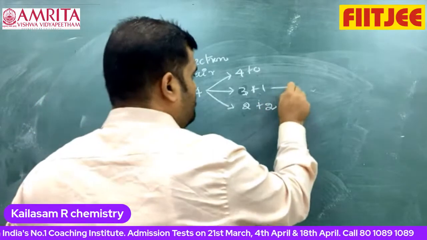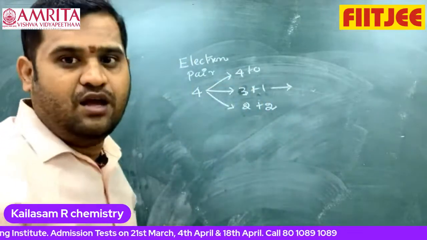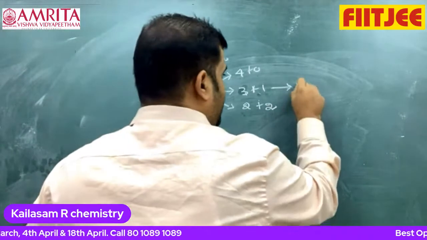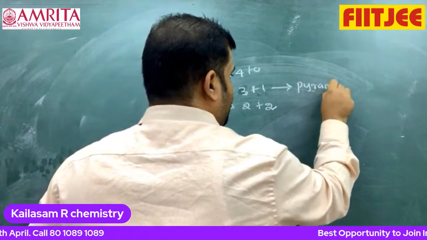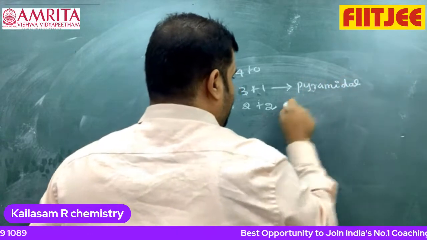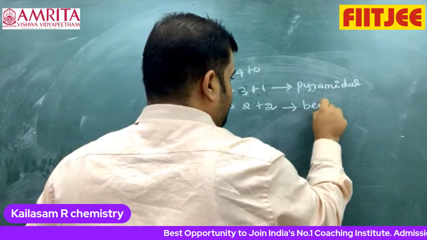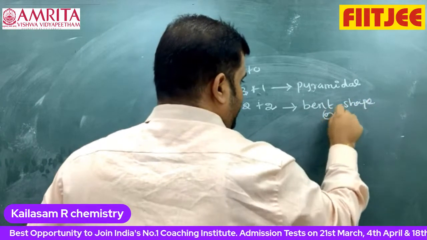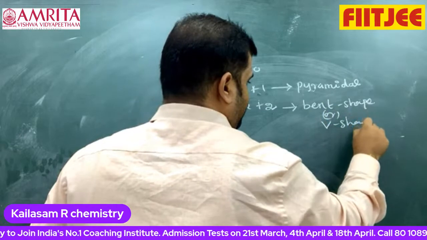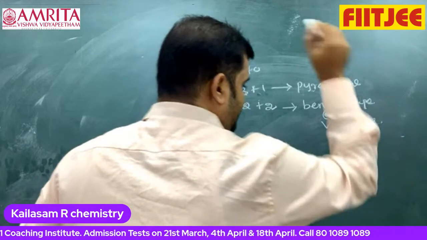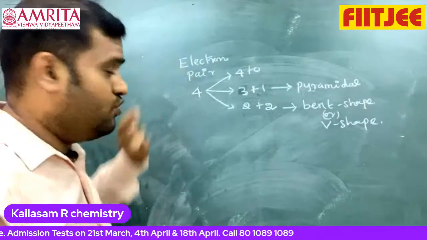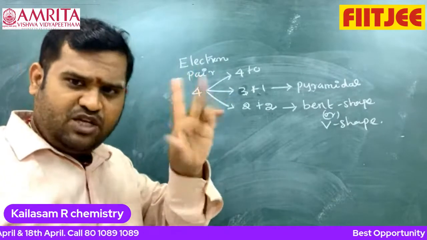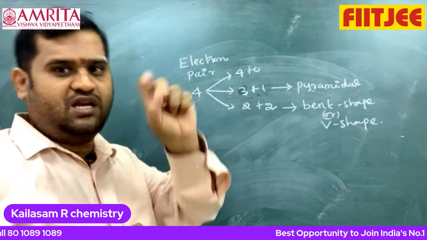Whenever a lone pair is present, what is going to happen? They deviate from the original shape. It becomes pyramidal. Here we can say a bell shape, or we can say V shape. Now, can you give an example? Whenever the electron pair is 4, there are 3 possibilities: 4 plus 0, 3 plus 1, and 2 plus 2. Can you give an example?